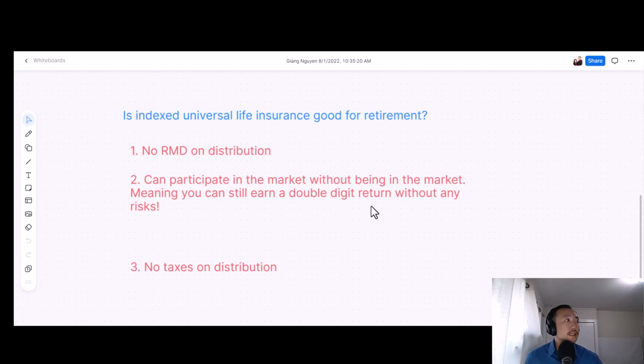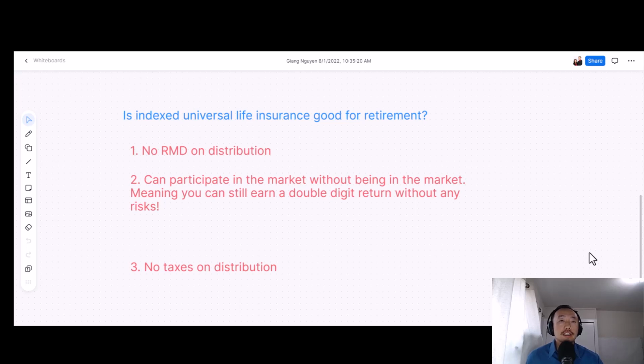The next reason why it's good for retirement is that you can still earn a double-digit return up to the cap, of course, but if your money is in a 401k or IRA, then it's subject to market volatility. Most financial institutions will tell you to take your money out of the market in your retirement age because you won't have the time to bounce back if the market takes a dip. But in an IUL, you can, quote unquote, be in the market without actually being in the market, since an IUL isn't in the market, but rather linked to or mirrors an index of your choosing.